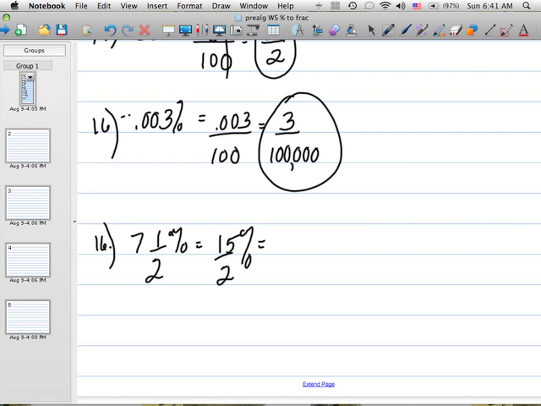I'm comparing me to 100. 15 halves compared to 100 would be 15 over 200. Add 2 zeros to the denominator. 5 goes into 15, 3. 5 goes into 200, 40. So our answer is 3/40.